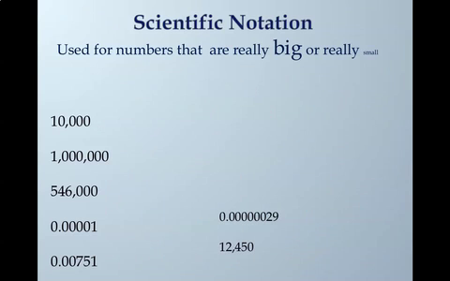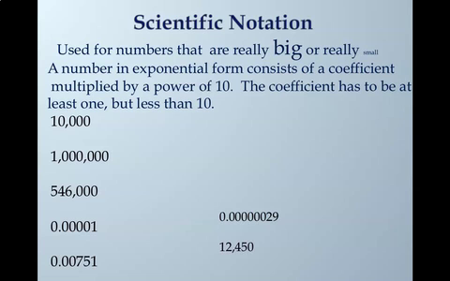Okay, so scientific notation is used for numbers that are really, really big or really small. So we're thinking about lots of zeros here. And so this is a way for scientists to be more efficient and not have to write out all those zeros. Okay, it consists of a coefficient, and then it's multiplied by a power of 10, and the coefficient has to be between 1 and 10.